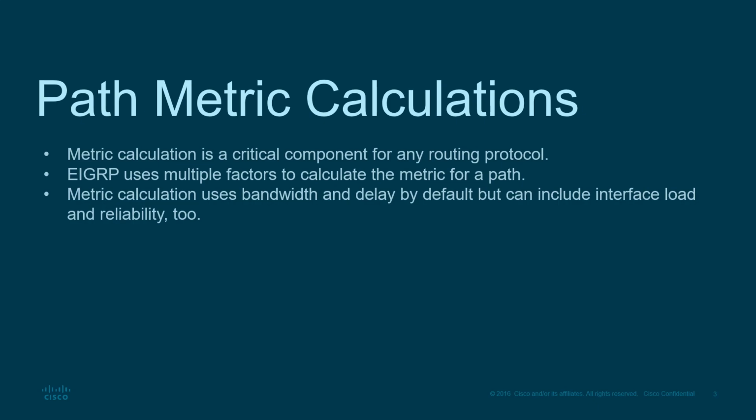There are multiple items that it uses for its metric calculation. Now, these can be adjusted throughout your topology. You get to decide which elements it's going to use, but the default elements it uses are bandwidth and delay. We can use load and reliability of the interfaces.